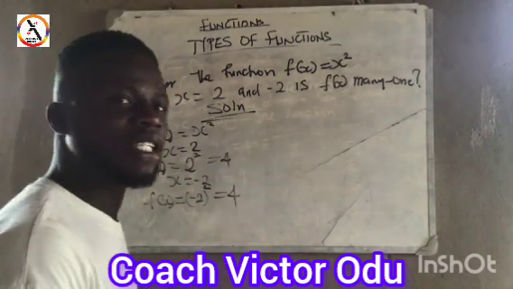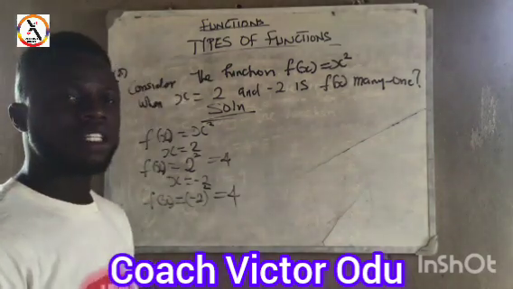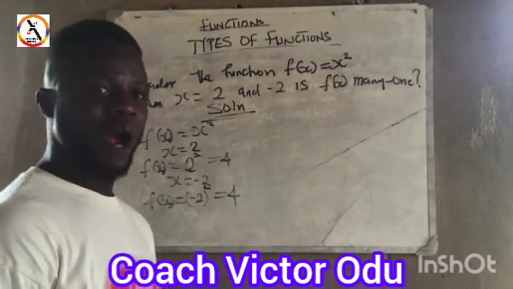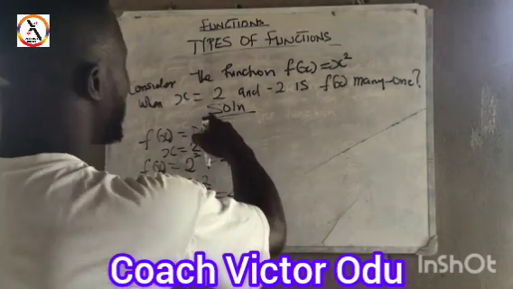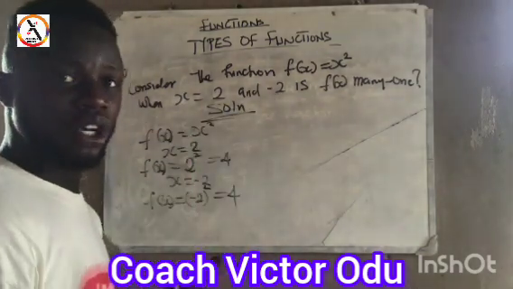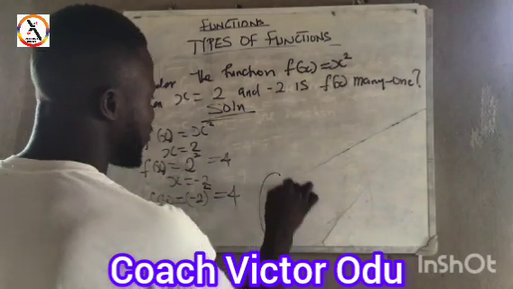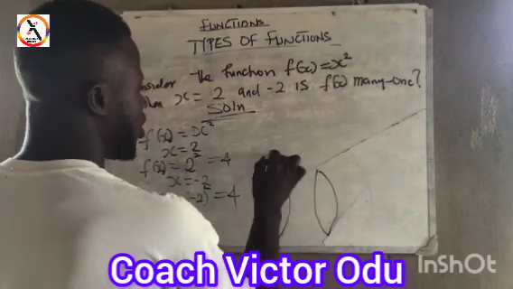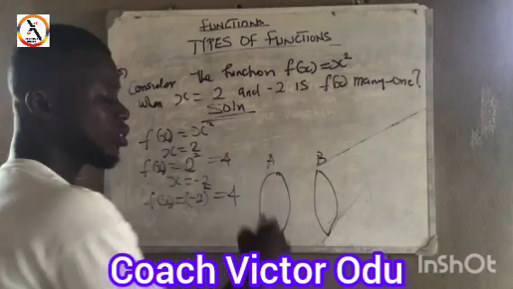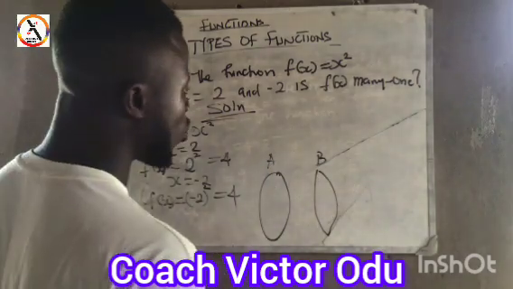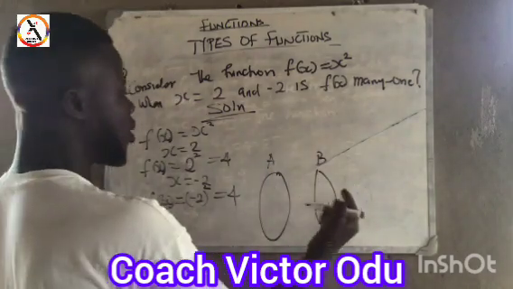So the question is, is this function many-to-one? Yes, it is many-to-one. Why? Because for each value that we put in, we have the same output. So how do we plot it out on the function mapping? So we have this and we have this. Here is A, here is B. A is considered to be the domain, and B is considered to be the codomain.